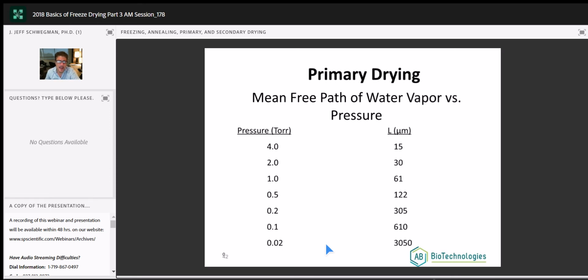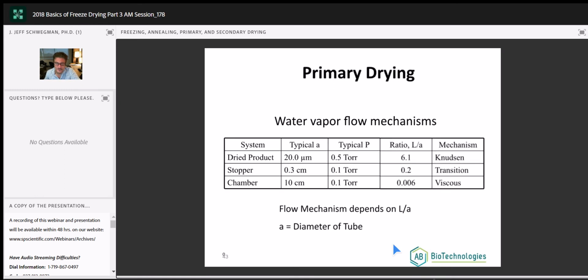We can calculate the mean free path as a function of pressure for water vapor. Very easy. And as we notice, when we get to a low pressure environment, the mean free path grows extremely high. I think this might be exponential. Don't quote me on that, is what I'm trying to say.